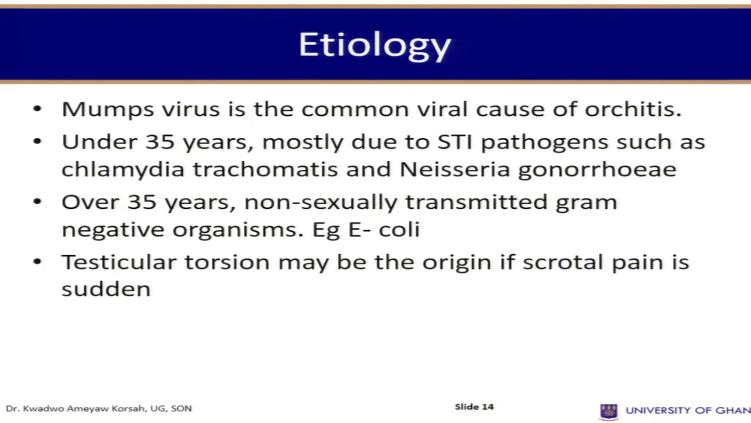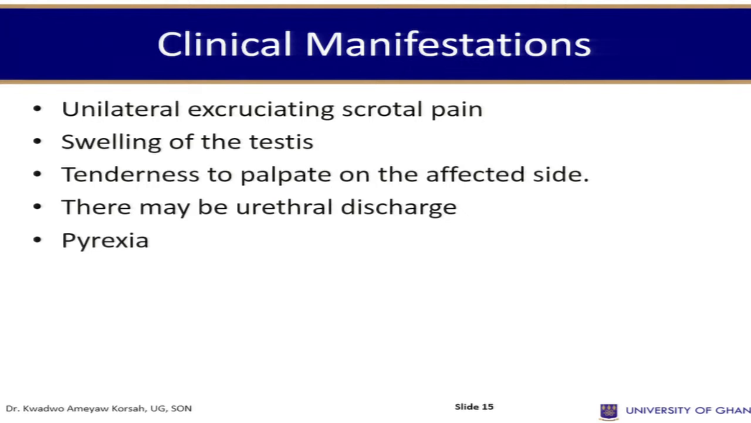And so etiology: mumps virus is the common viral cause of orchitis. Under 35 years, it is mostly due to STI pathogens such as Chlamydia trachomatis and Neisseria gonorrhoeae. Over 35 years, non-sexually transmitted gram-negative organisms, especially E. coli, which is very troublesome, can also cause it. And then testicular torsion may be the origin if scrotal pain is sudden.